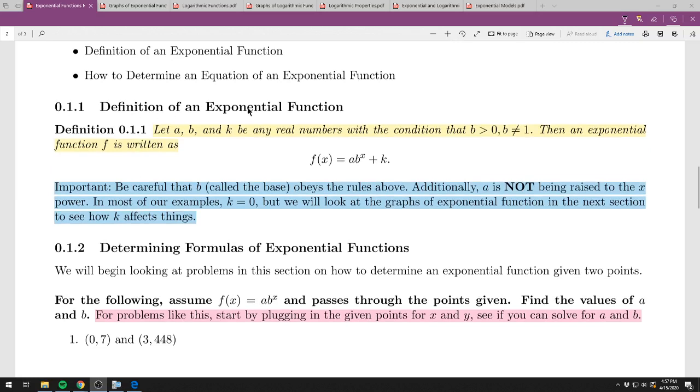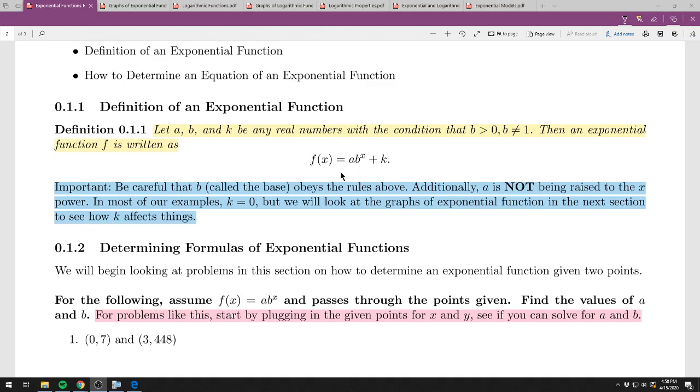All right, so the first thing is the definition of an exponential function. Our definition here: we let a, b, and k be any real numbers with the condition that b is positive, b is greater than 0, and b does not equal 1. Then an exponential function is written as f of x equals a times b to the x power plus k. All right, so this is a general exponential function.